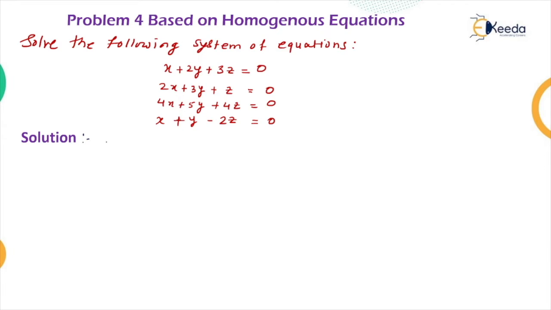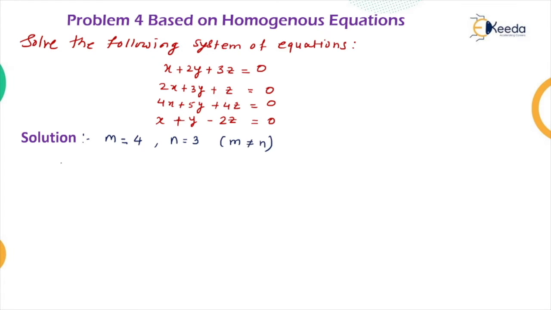Here, what is m? m means the number of equations, that is 4. You observe here that n, the number of unknowns, is equal to 3. Therefore here m is not equal to n. So in that case we have to write the given system of equations in matrix form.